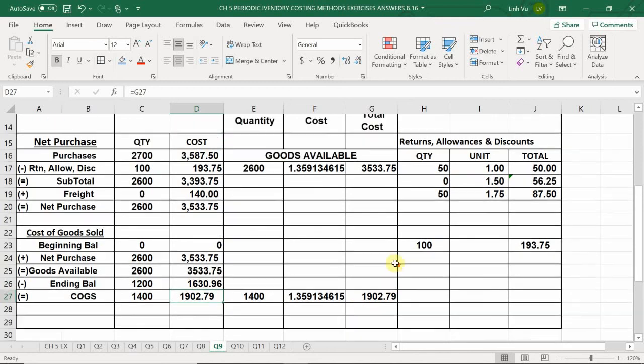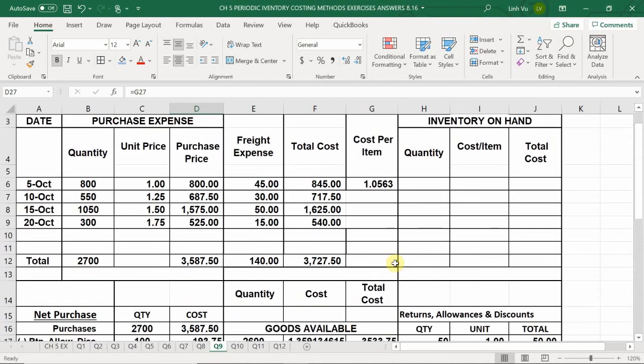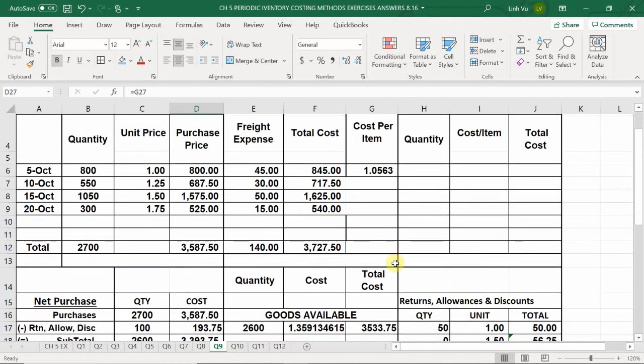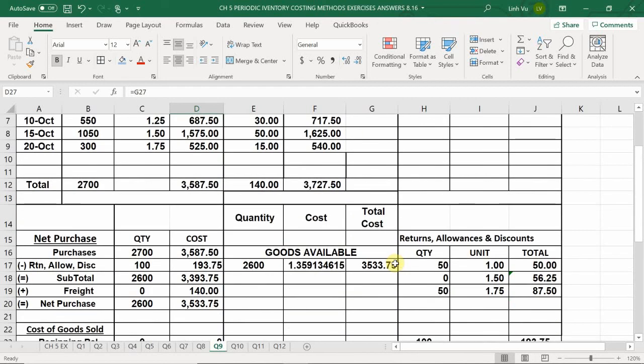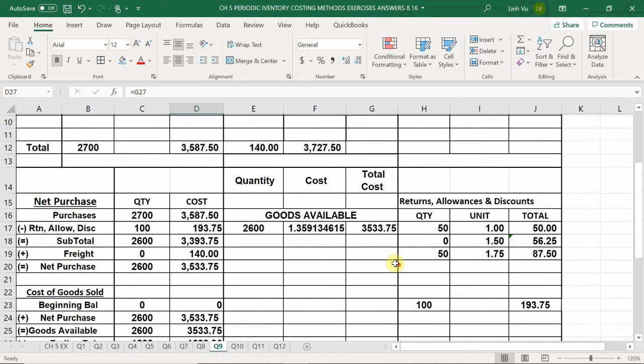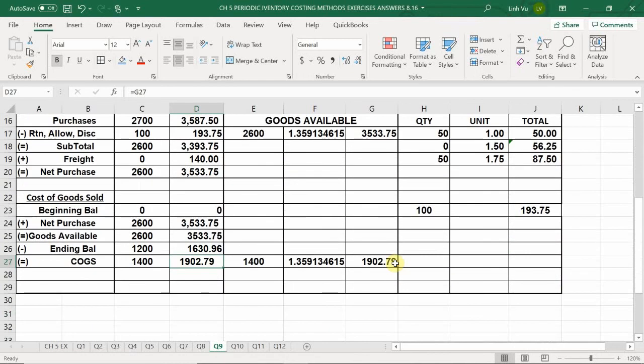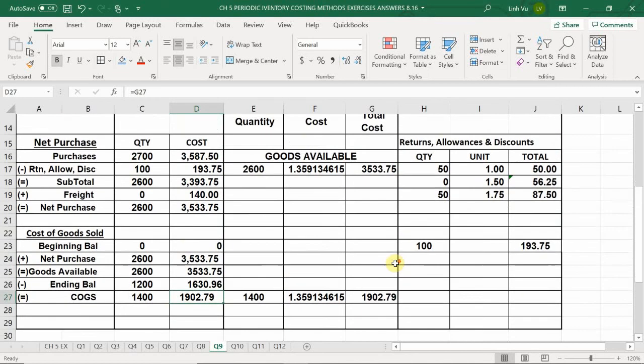So that's the thing about weighted average. It's so much quicker and so much easier because at the end of the day, you don't care what batch came first and you don't care what batch came last, right? All you care about is getting your total goods available and you solve for your average cost here. And then there you go. You take your average cost, you calculate either your ending inventory or cost of goods sold to get your total cost there. And therefore, everything else is easy from there.